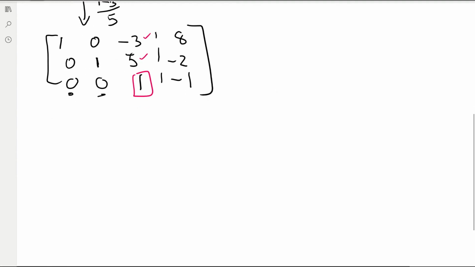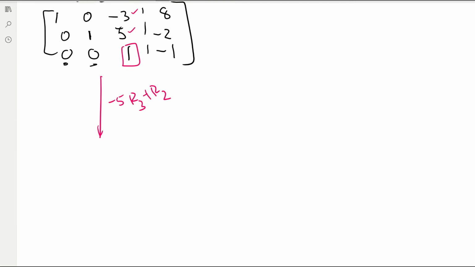How can we do that? To make 5 zero, I'm going to multiply the third row by -5 and add it to the second row. Then we get 1 0 -3 8, 0 1, this is going to be 0, but -1 times -5 is 5, and 5 plus -2 is 3.